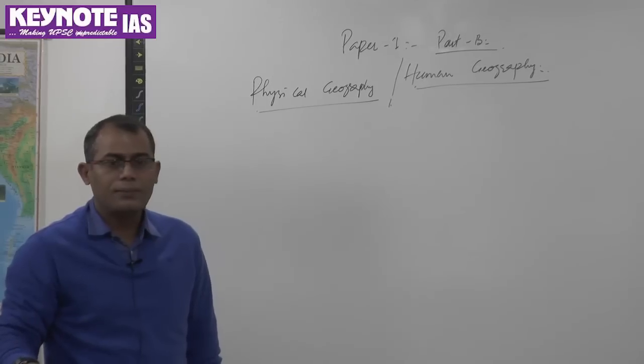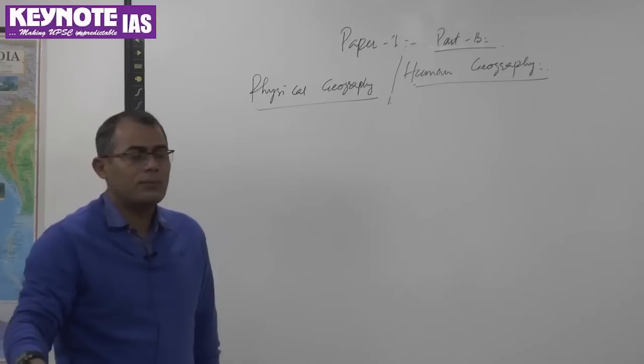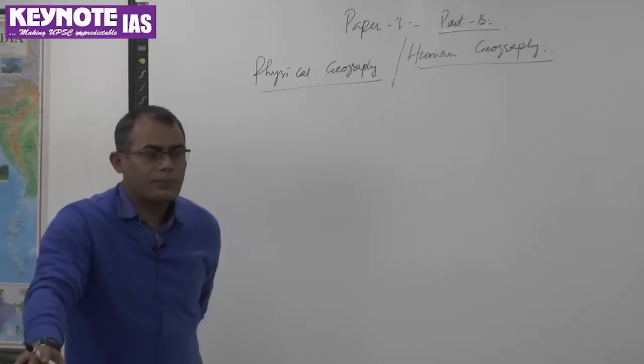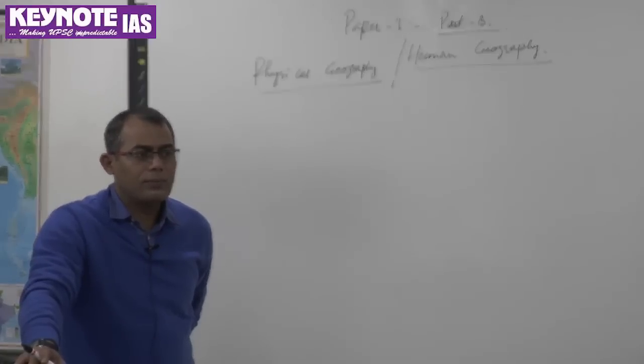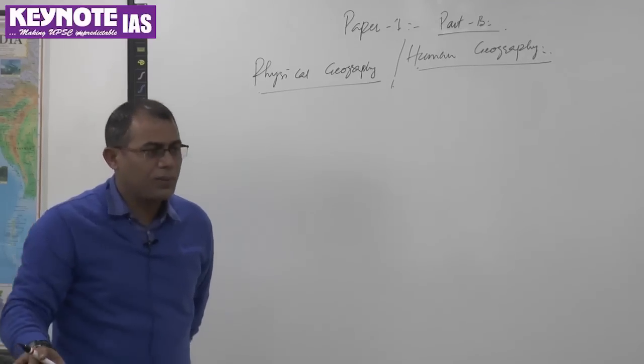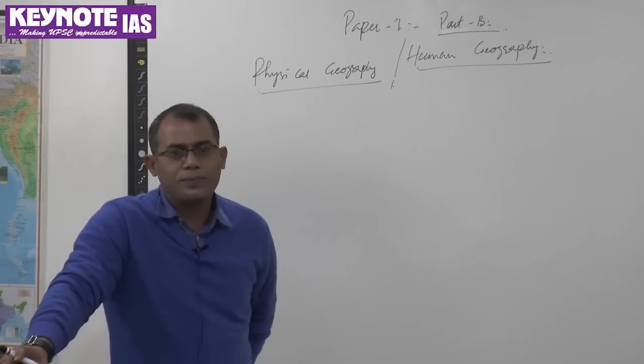Any idea? So the application part, which is more connected to human beings, their eating habits, their living style, their habitation pattern, all that depends on physical geography can be attributed to human geography. So let's say we talk about the dietary habit. Right. So is that a part of geography or a part of anthropology?